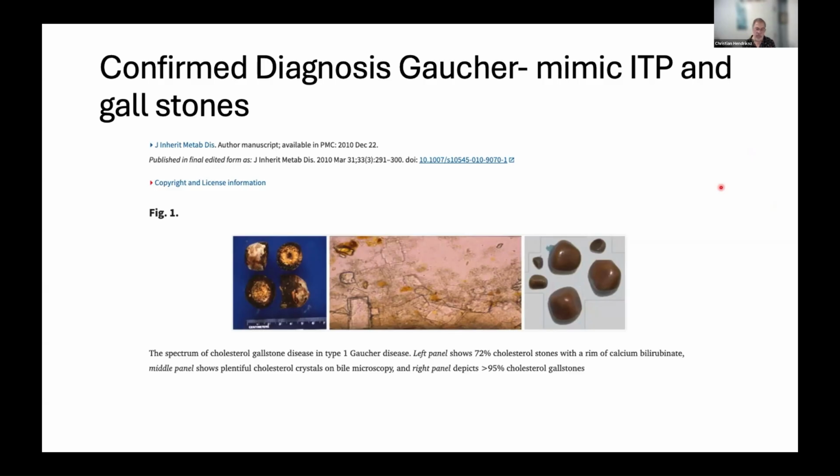And for those who are much more interested in it, I'm trying to remember from memory, he was an N370S L444P in the old nomenclature. So a mutation which is seen with the common Ashkenazi Jewish type, which is usually type 1, but then another mutation which is more frequently seen with a neurological phenotype. So this is just one of the local cases.